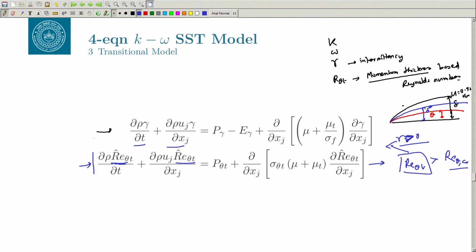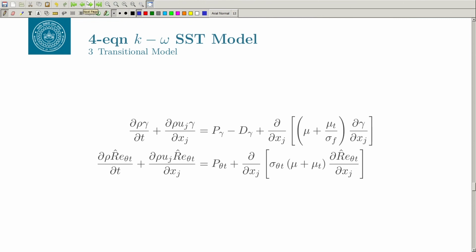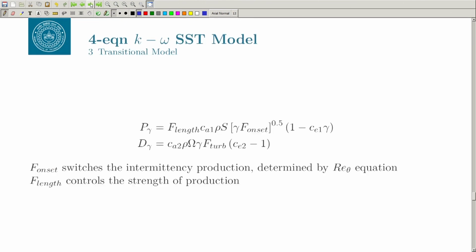The nature of these equations is again the same. You have the temporal term, you have the advective term, then you have the production of this intermittency, the production of the thickness Reynolds number, and then there is a dissipation of gamma, and then we have this transport, which is there in both the equations. These equations are also heavily modeled.